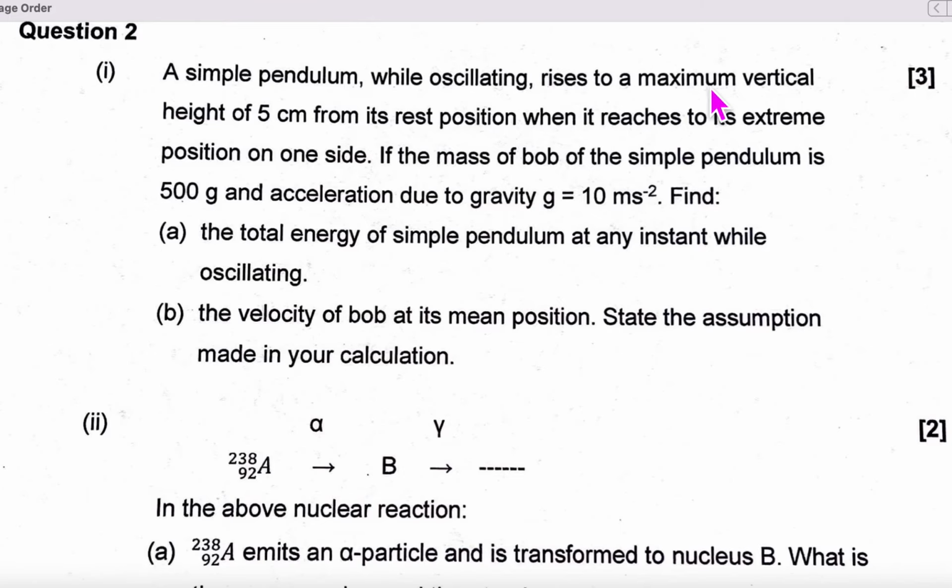Pendulum rises to maximum vertical height and it reaches its extreme position on one side. Mass of the bob is this. Acceleration due to gravity is this. Find total energy of the simple pendulum at any instant. Now, at any instant is the keyword. So you have to say at any instant will be equal to the potential energy at the extreme position by law of conservation of energy. Okay, and that will be equal to mgh.